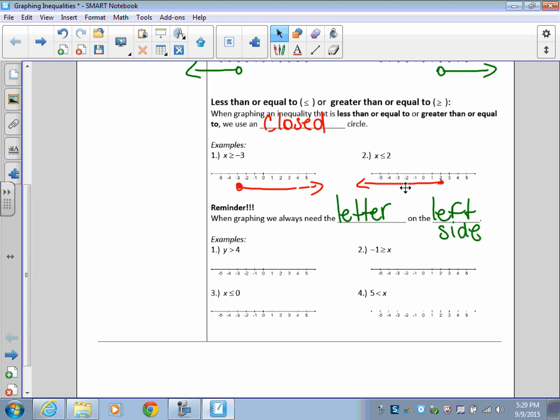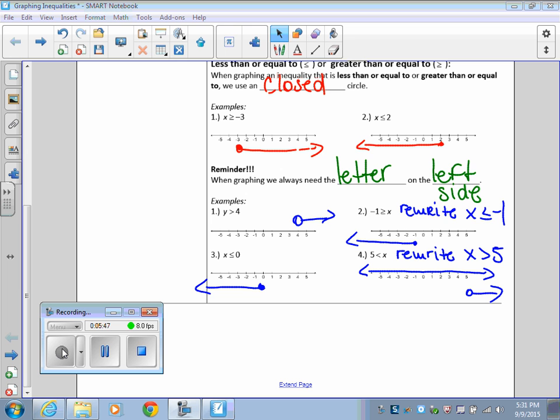Problem number 2. Remember, once again, the first thing that you do is place your circle closed on your number. My number given is 2. I put a closed circle on the number 2, and now my arrow goes to the left side because my inequality problem says x is all numbers less than or equal to +2.